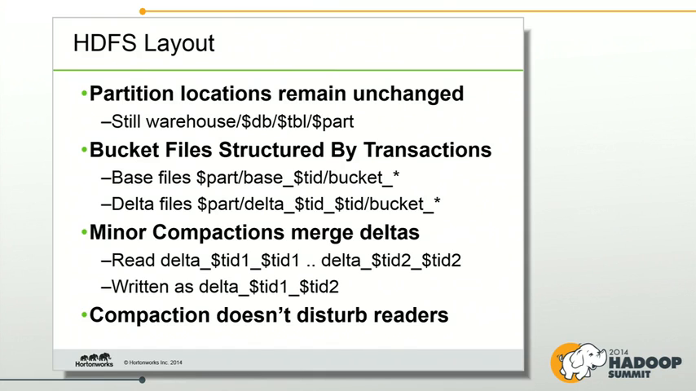Minor compactions, where you merge deltas, take a set of deltas and merge them into a single delta file. That's just getting rid of files so that you can read one file instead of 10. And major compaction, of course, takes all the delta files and the base file and merges them into a new base file. So the transaction ID on the base directory is really about which transaction did the compaction for the base.